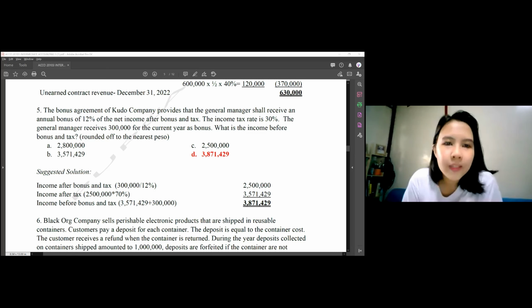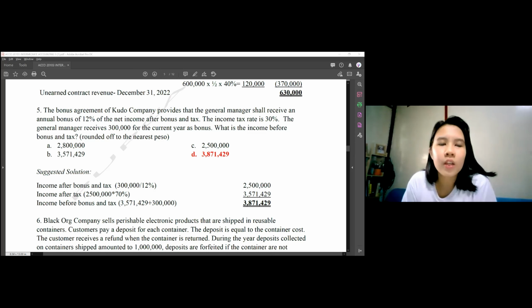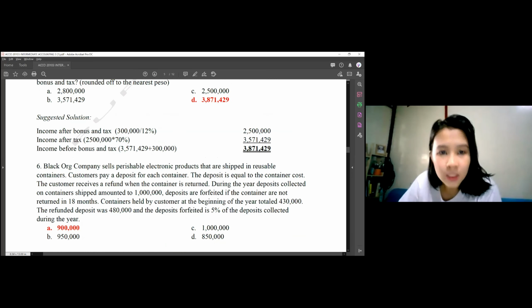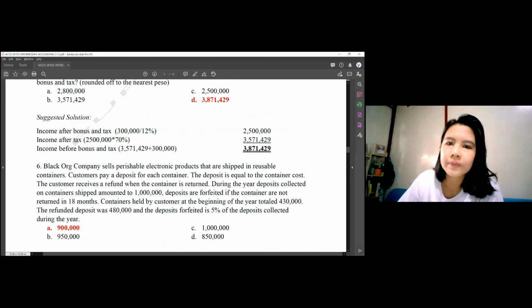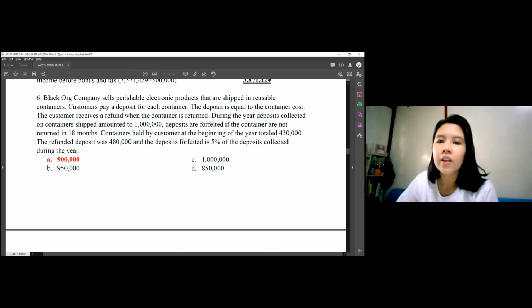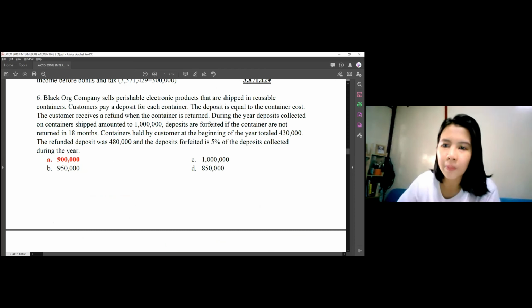Si Black Org Company daw ay nagbebenta ng perishable electronic products which are shipped in reusable containers. Okay. So, nagbabayad ang customer ng deposit. So, this is a deposit problem. The deposit is equal to the container cost. Okay. So, si customer ay nakaka-receive ng refund kapag naibigay niya na yung container. So, during the year, yung deposits na na-collect sa container ay 1 million. Okay. So, deposits are forfeited kapag yung container ay hindi na-return within 18 months.